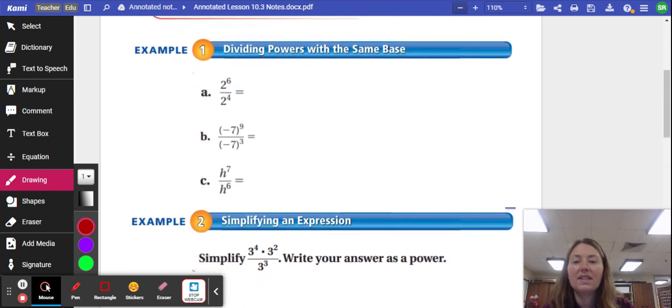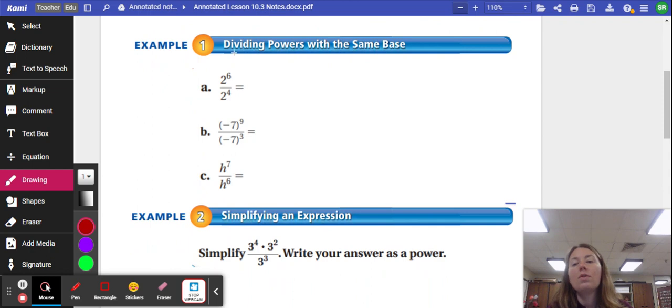Let's go through a couple of examples together. So first, we have 2 to the 6th power divided by 2 to the 4th power. The base is 2. Start by writing the base and then subtracting the exponents. 6 minus 4. You subtract the exponent from the numerator. That comes first, and you're taking away the exponent from the denominator. 6 minus 4 is 2.